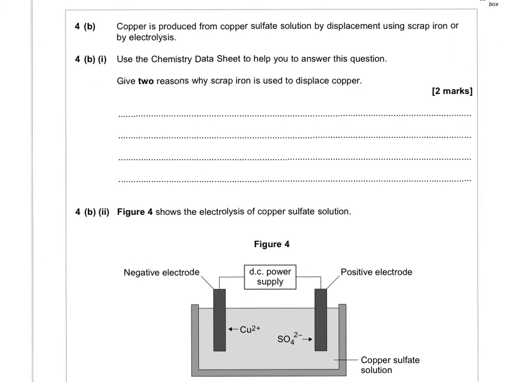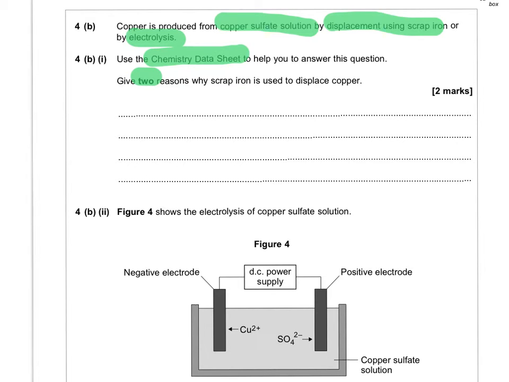Next, okay, so we get to a question here. We're getting to the harder questions now. Copper is reduced from copper sulfate solution by displacement using scrap iron or by electrolysis. Use the chemistry data sheet to help you answer this question. And that's very important because we're going to need that. It says give 2 reasons why scrap iron is used to displace copper. Okay, so 2 reasons.